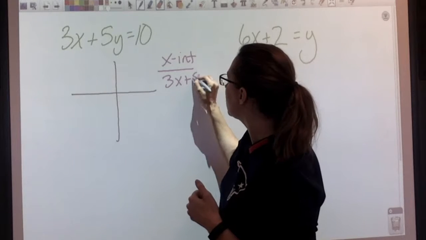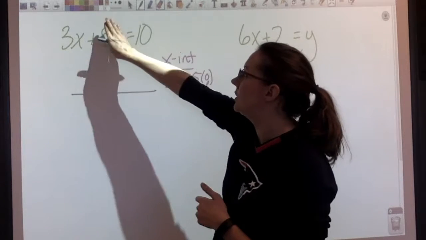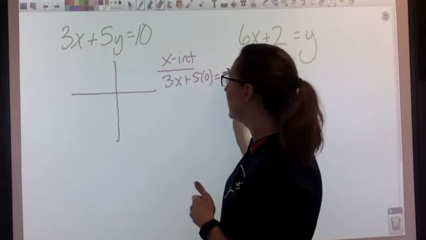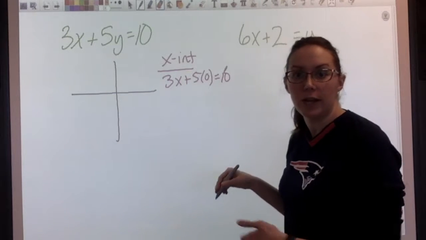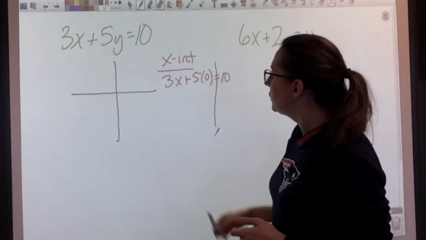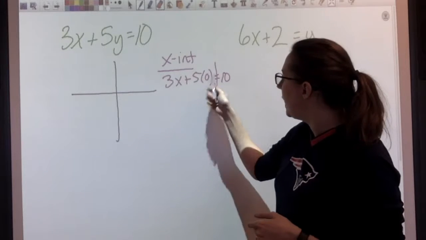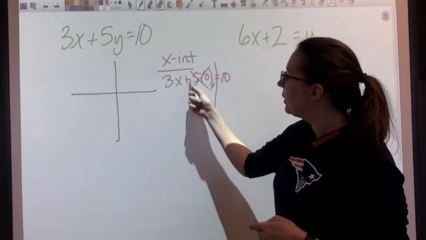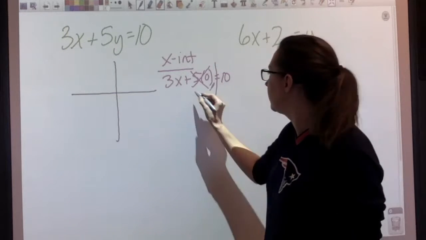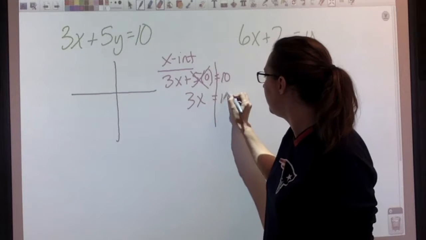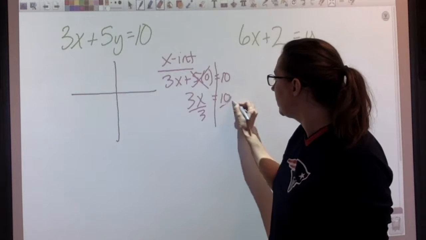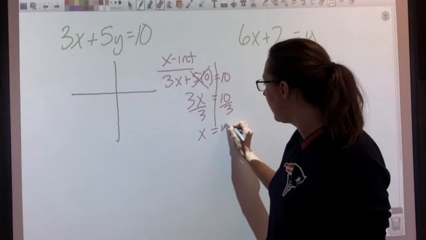And I know we've talked a lot in class about just kind of crossing that piece out and going for it. That's fine. I just want to show you what it would look like if you like to show all your work. So I'm going to simplify the left-hand side. 5 times 0 is 0. And 3x plus 0, well, that's just 3x equals 10. Now I'm going to divide by 3, and I'm left with x equals 10 thirds.